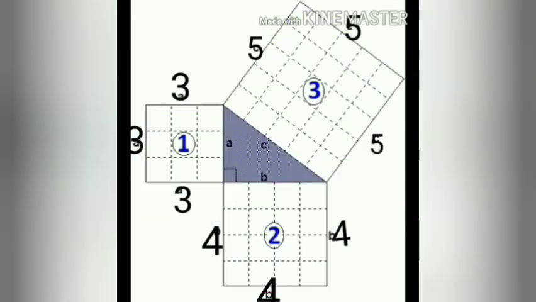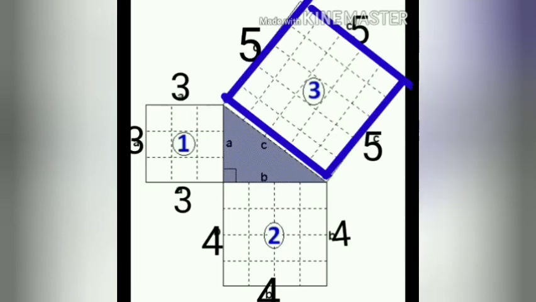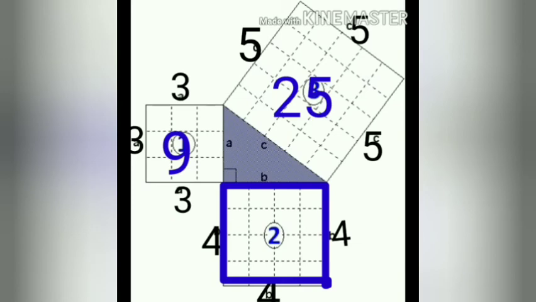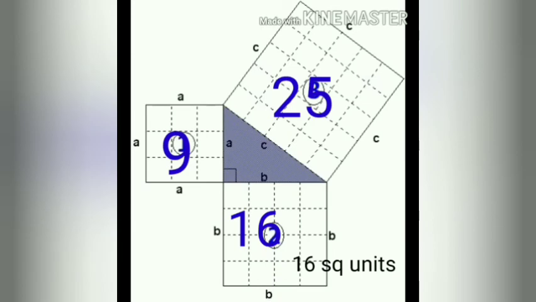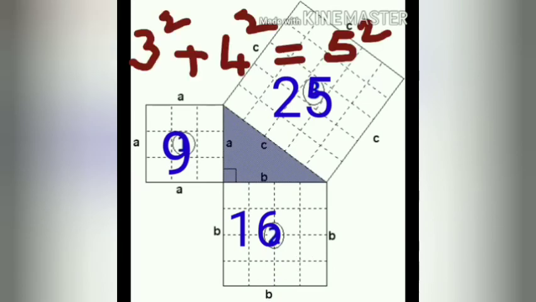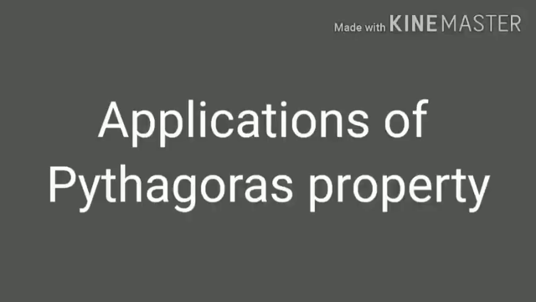Now let us take the area of the square constructed on the hypotenuse, that is 5 square, 5 into 5, 25 square units. Now the area of the square constructed on the leg A is 3 square, that is 9 square units. Just like that, the other square area is 4 square, that is 16 units. From this we can say that 3 square plus 4 square equals 5 square, that is hypotenuse square.